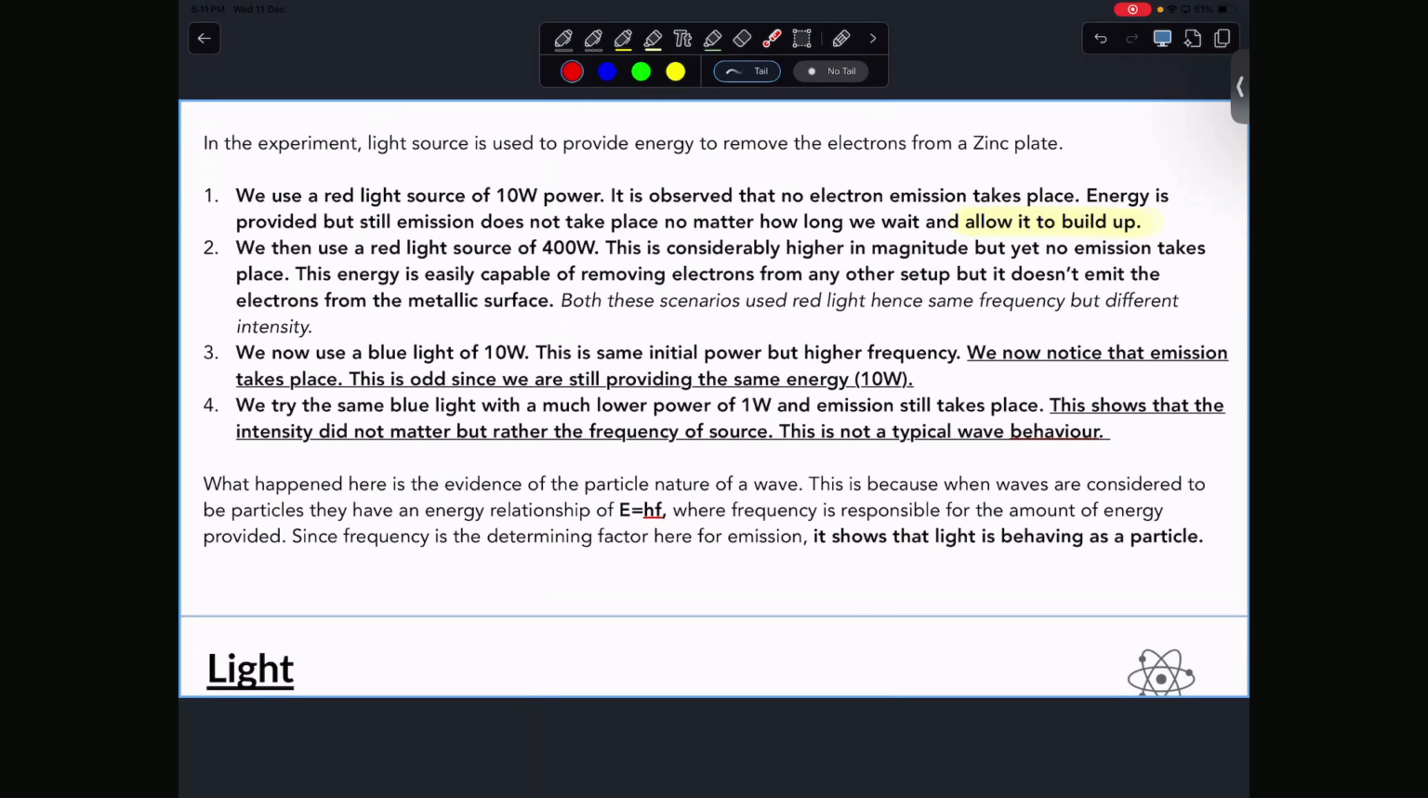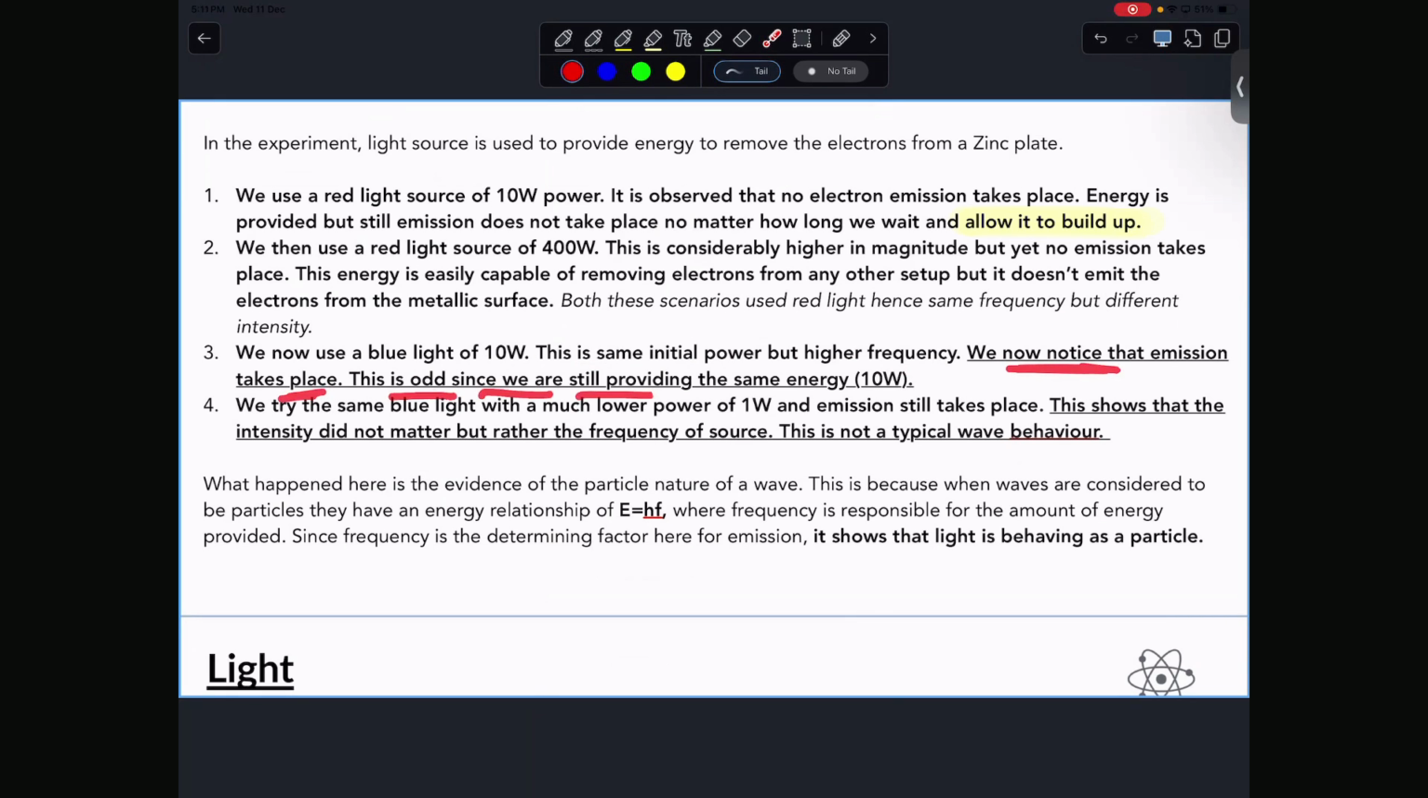If the energy of the photon is more than the electron energy, then emission takes place. And that extra energy becomes the energy of the electron. So the electron flies with Ke. Okay. We now use a blue light of 10 watt. Now this part is important. This is the same initial power but higher frequency. We now notice that emission takes place.